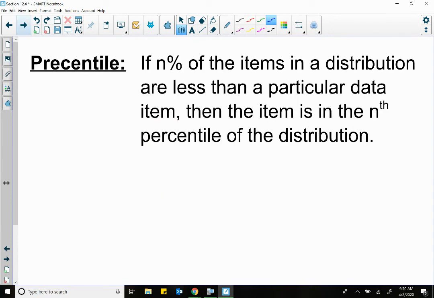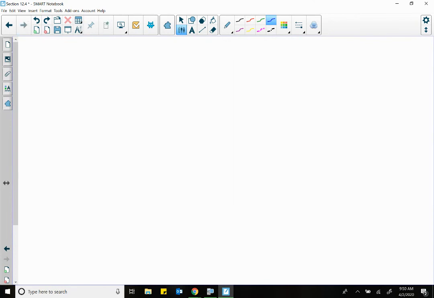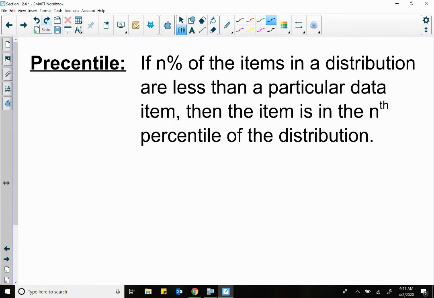Oh, nope. Percentiles, this is just something to know. And you've seen a lot of this kind of information before, like when you take ACT, SATs, EOCs, things like that. Any kind of test, they usually tell you your percentile. So this is the definition of a percentile. It says if n% of the items in the distribution are less than a particular item, then the item is in the nth percentile.